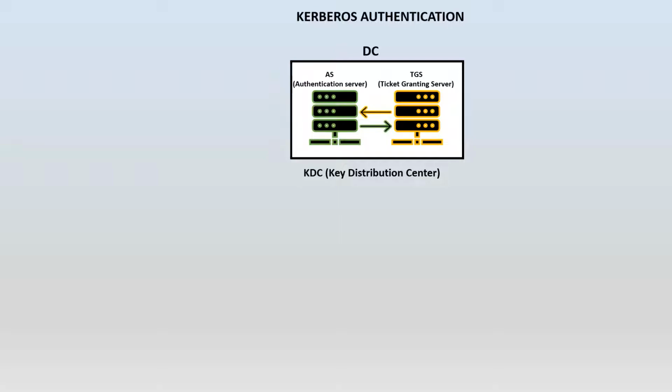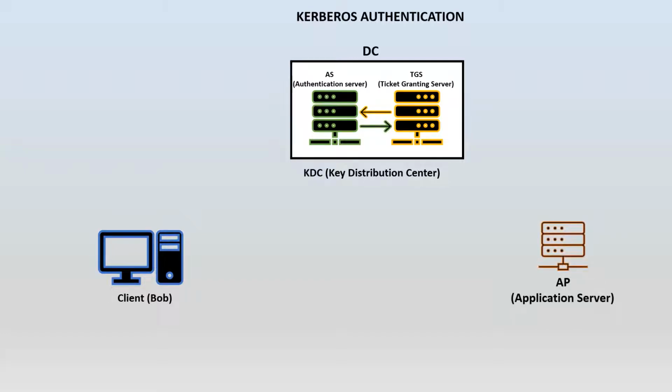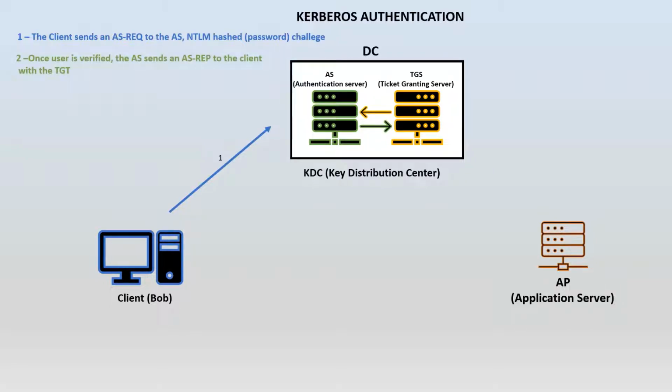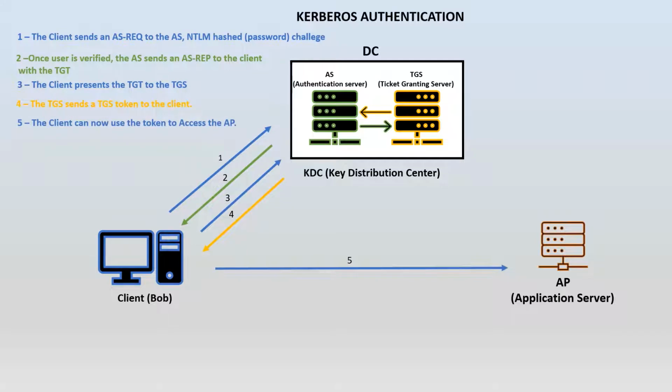Let's say that there is a client called Bob who wants to access an FTP server. The first thing he does is send a request to the authentication server. This is encrypted. Once the authentication server verifies the user Bob, it replies with a ticket granting ticket. Then Bob presents this ticket to the ticket granting server, which replies with a service ticket. The client will be able to access the application server with this token. Only them. Now let's see the attack.